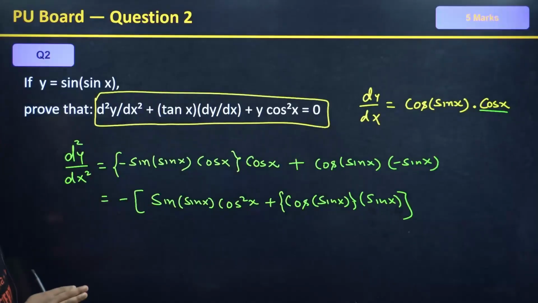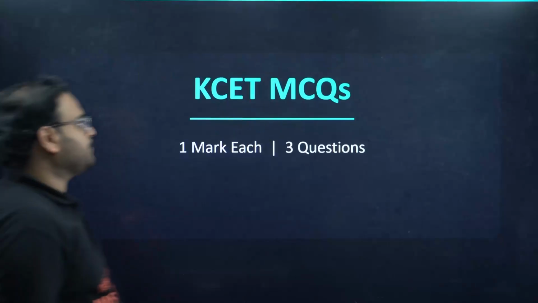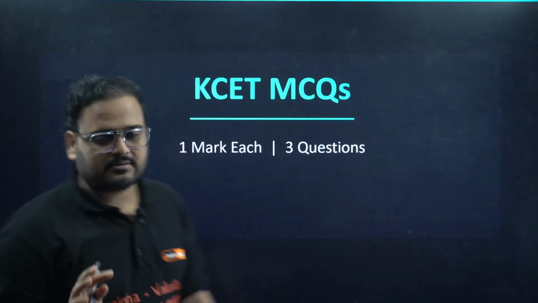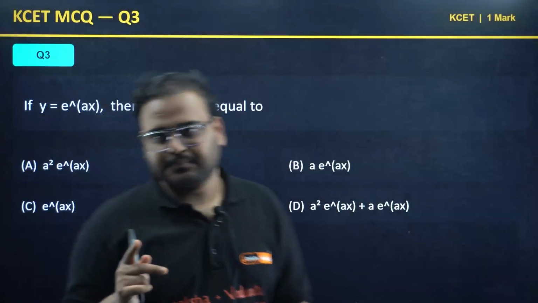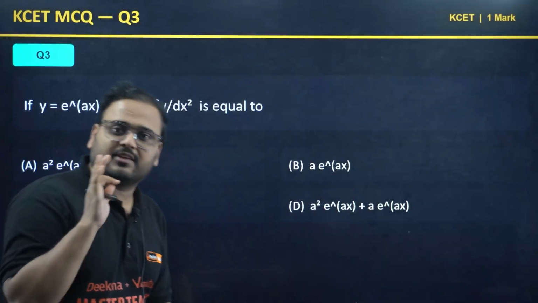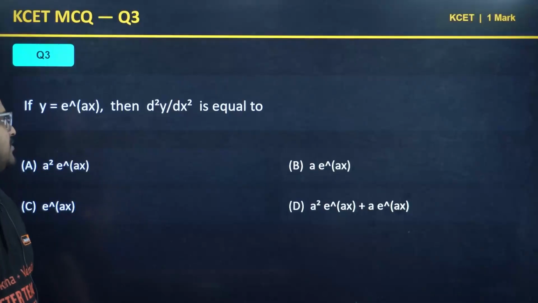This is clear, the questions are clear. Okay, moving on. Let's solve some questions of KCET style as well. Like 1 marker, single MCQ. So first, I've taken 3 questions in total. You have to give me the answer for the last one from your own side.